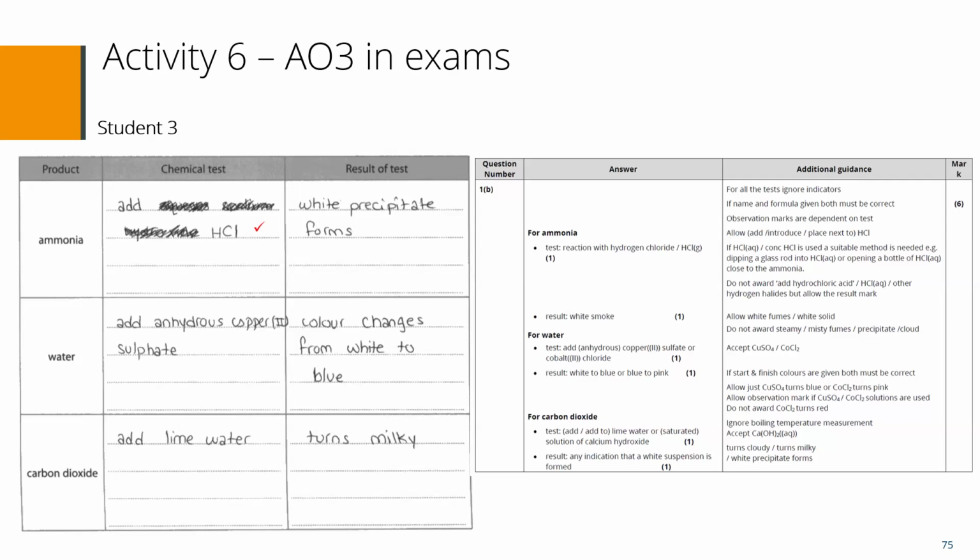Actually, white precipitate, white fumes do not award white precipitate. So they can't have white precipitate. It quite clearly says in the guidance, do not award white precipitate. That's, of course, because a precipitate is an insoluble solid that's formed in aqueous solution, and this is not being formed in aqueous solution. So precipitate is not accepted.